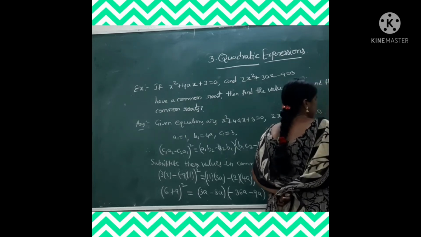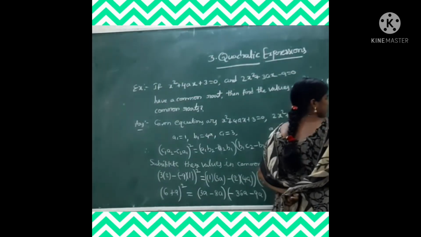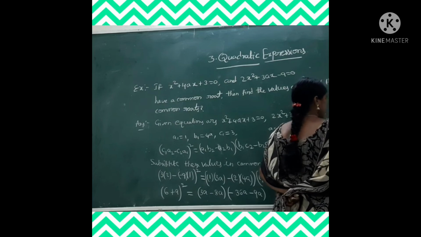Therefore, A square is equal to 225 by 225. Both are cancelled. A square is equal to plus or minus 1.